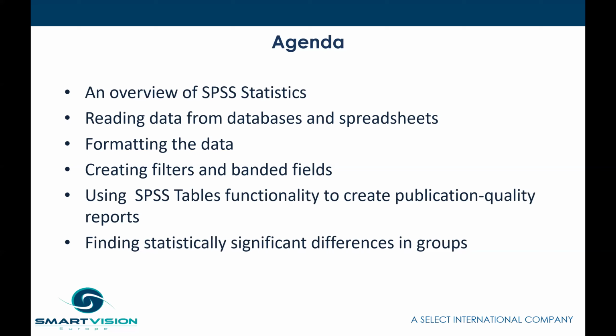And then we're going to talk about how we can manipulate the data, how we can filter data, how we can create grouped or banded fields, the different types of analytics we can do, bivariate, univariate analytics, crosstabs, chi-square tests, that type of stuff, charting. We're going to look at using the SPSS custom tables functionality to create some tabulation. We're also going to look at some statistical significance testing, which we're going to look at in much more detail later on when we run a webinar on significance testing specifically. So it's something to bear in mind.